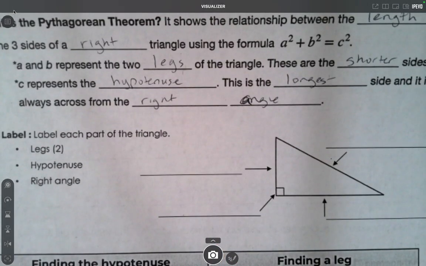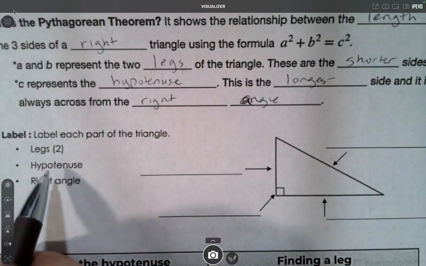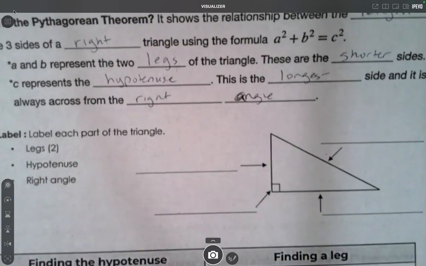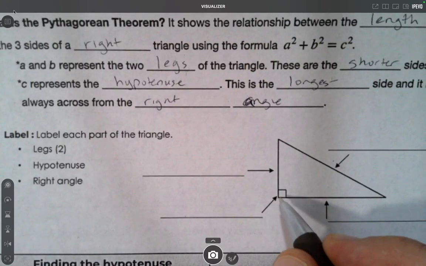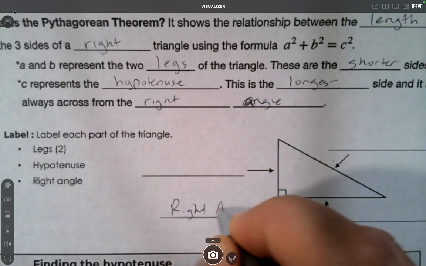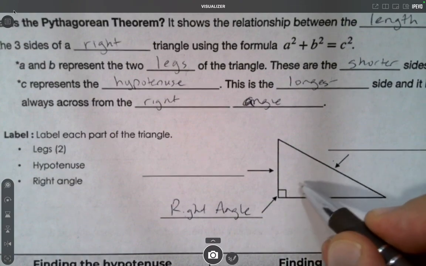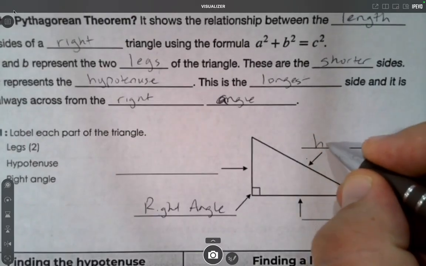So let's label this triangle to make sure we understand what pieces we're talking about. For two of the blanks we should put leg, in one blank we should put hypotenuse, and in one blank we should put right angle. The last one's probably the easiest. The right angle is the one I'm pointing to, the angle with the box, because that box implies that it is a right angle.